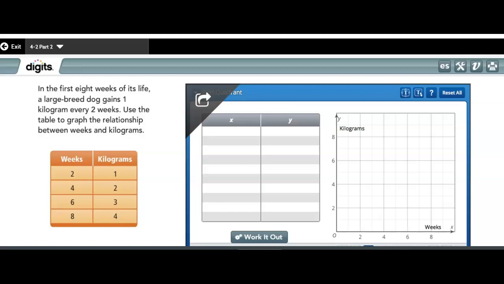So at this time, why don't you go ahead and see if you can graph this on your guided notes in the area provided.